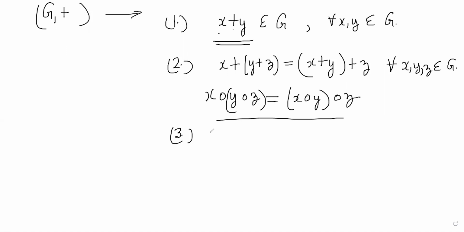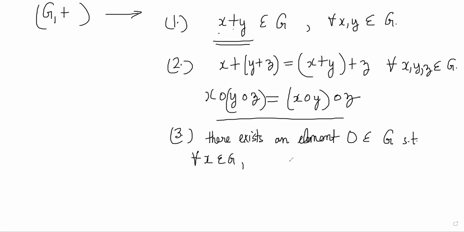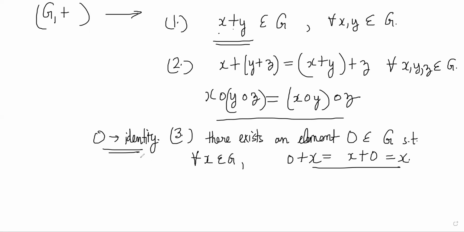The third property is there exists an element 0 belonging to G such that for all x belonging to G, 0 + x is equal to x + 0 is equal to x. So here 0 becomes the identity element. Earlier we were using e for the identity element when we were writing it in multiplicative notation, right? Now we are using additive notation, but the idea is the same.